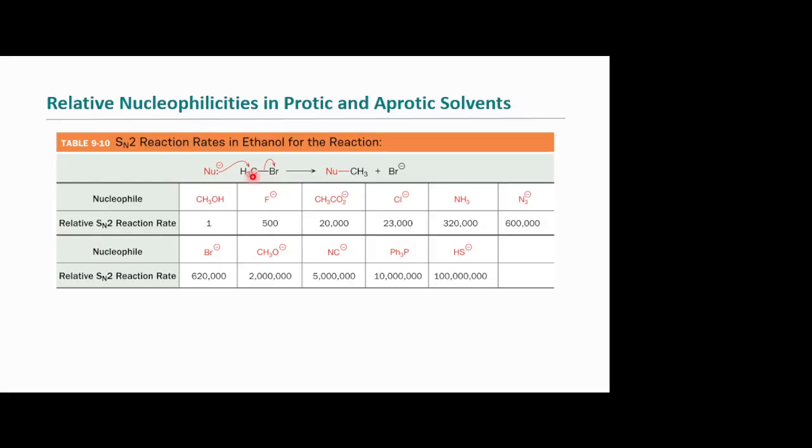The SN2 reaction rates in ethanol for this reaction right here, if we use this for our nucleophile here, this would be our relative SN2 reaction rate. And so these would be for ethanol, which is going to be a polar protic solvent. And so you can actually notice that depending on your reactant, it can actually change your reaction rates. Now, these are very high numbers, by the way, because this is the baseline number here, which is actually really low. Okay.